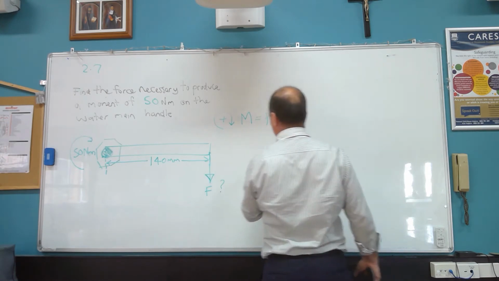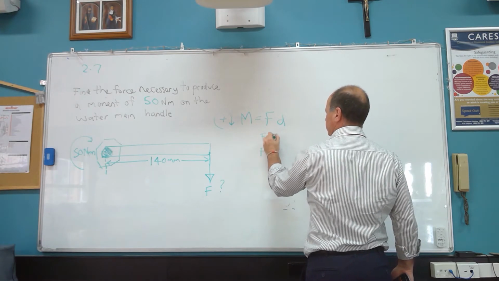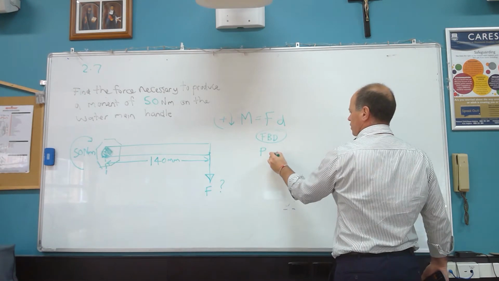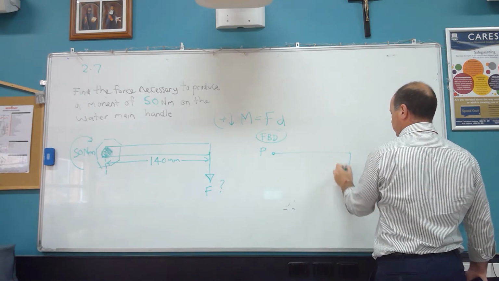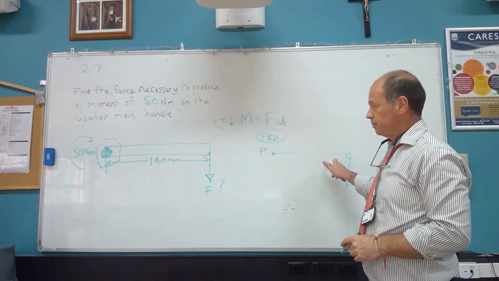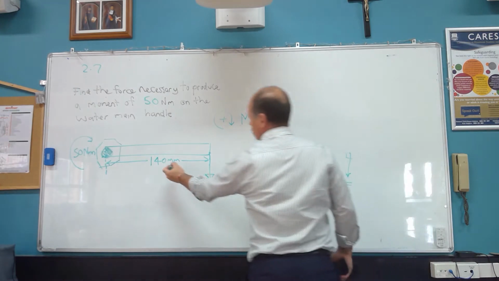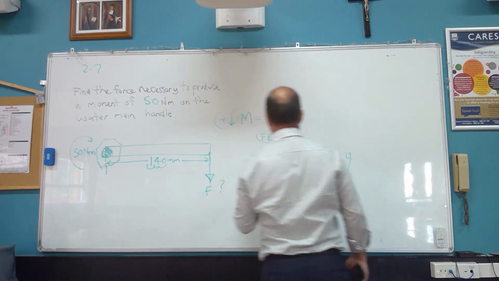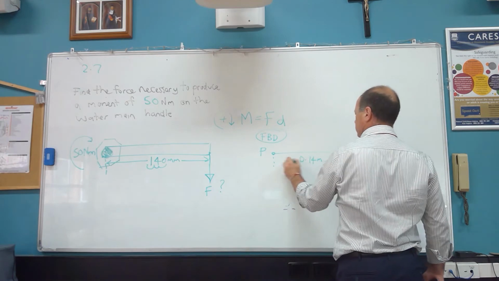Okay, we can do a free body diagram. We've got a pivot. Let's go FBD. Free body diagram. Got a pivot. We've got a force which we're trying to work out. The force is at 90 degrees, so we can use our distance of the arm. We're going to convert that distance to meters straight away, 0.14 meters is our distance.